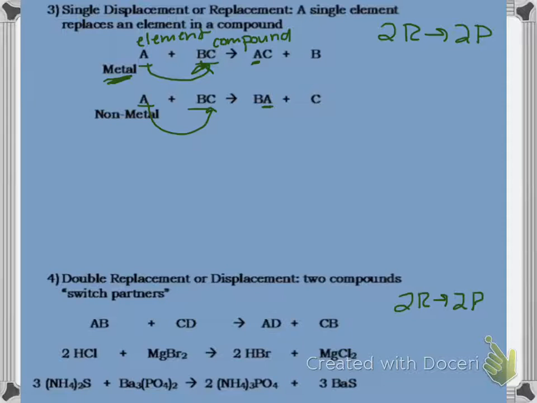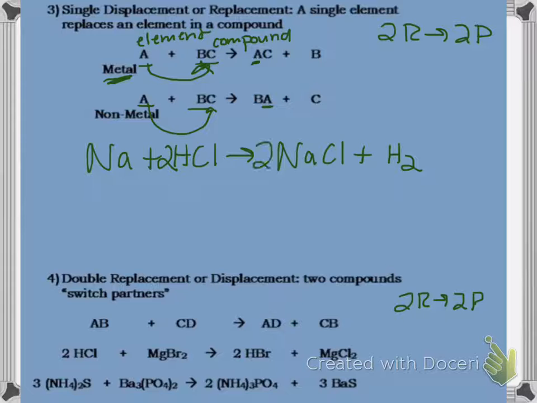An example of this type of reaction would be something like Na plus HCl yielding NaCl plus H2, and then we would have to make sure it is balanced. Okay. Here the H is in the first position, so that's why it's trading places with the Na. So now the Na is in the compound and the H2 is by itself.